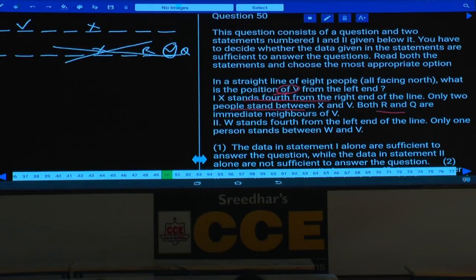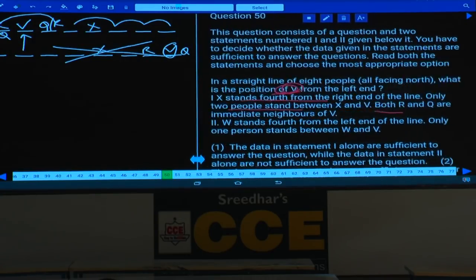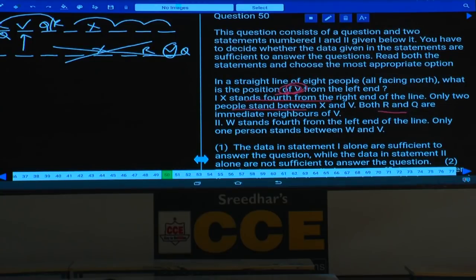Now if R is here, Q will be here. Though the positions of these 2 persons cannot be identified, the question is about the position of V from the left hand of the line. Am I getting a unique answer regarding the position of V or not? Second from the left. Though there is no information about the remaining persons, I am not bothered about. Why? Because the question is about V's position from the left. I got a unique answer, V's position from the left, isn't it? Hence what is your answer here? 1 alone is sufficient.